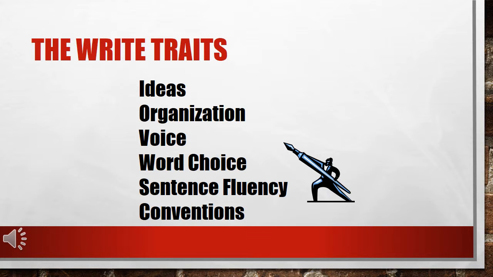And just as writing involves 5 sequential steps, effective writing employs certain traits. We call these the write traits. The write traits are comprised of 6 specific entities, and they are ideas, organization, voice, word choice, sentence fluency, and conventions.